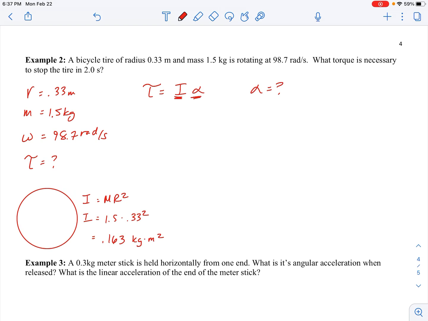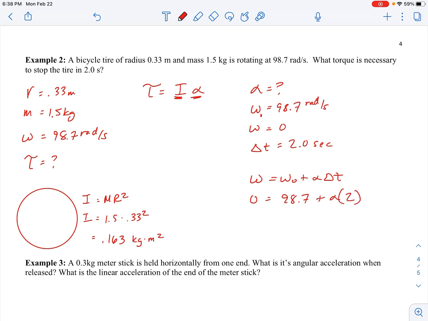So I can figure that out because I know that the initial speed of the tire is 98.7 radians per second. I know the final speed needs to be 0 if it's going to stop, and I know that the time is 2 seconds. So I'll look at my kinematic equations and find the one that I need. And I would get an angular acceleration of negative 49.35 radians per second squared.